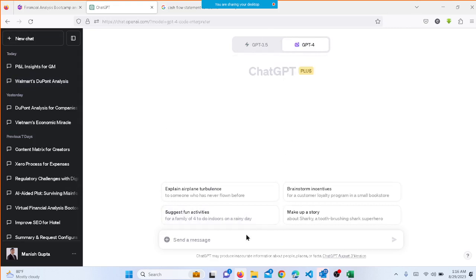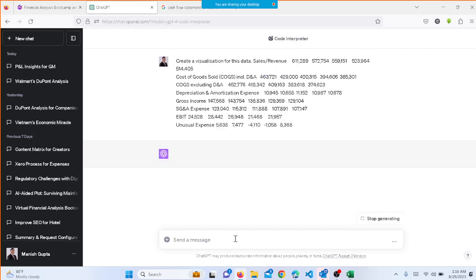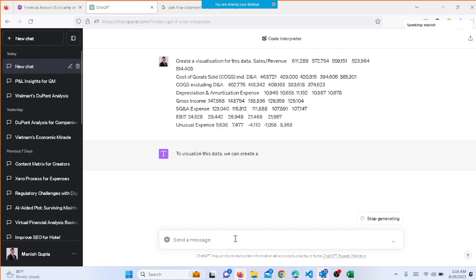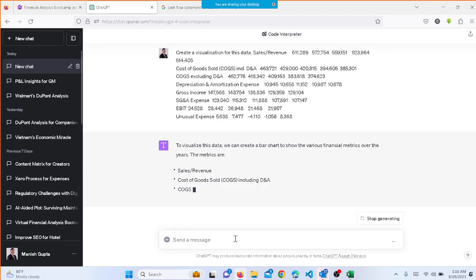GPT-4 code interpreter, we can say, create a visualization for this. So usually it can easily create because the data is very small, right?